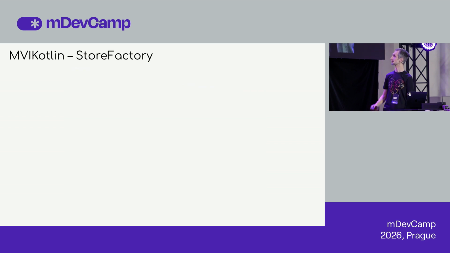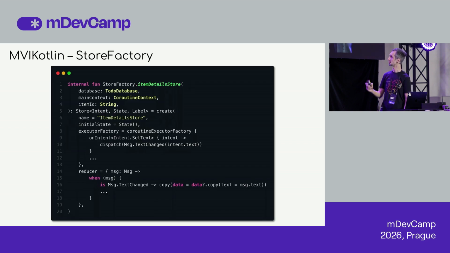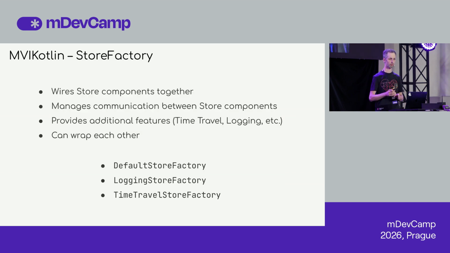And in simple cases, there is also a DSL, like you can call coroutine executor factory, or if you use Rx, there's also Rx executor factory, and you can use the on intent DSL function for simplicity. Right. So store factory wires store components together. It manages communication between store components. It also provides additional features like time travel, logging, and etc.